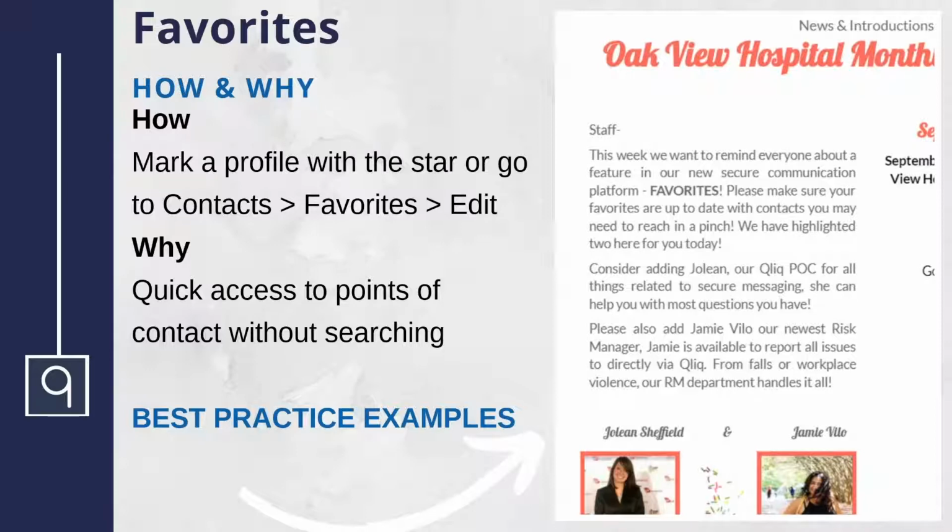You simply add to your favorite list by going to your contacts and favorites and clicking on the edit button. Then you could scroll through your user list, select and deselect as you want, and build that list of favorites out. So what this particular organization does, as they have new people in those key roles, for example, Jamie Velo, their new risk manager, was added to the organization, and they sent out in their newsletter, hey, everybody add Jamie Velo to your Qliq favorites so that if you have a fall, if you have a concern, if you have anything that needs to be reported to risk management, you can contact her quickly.